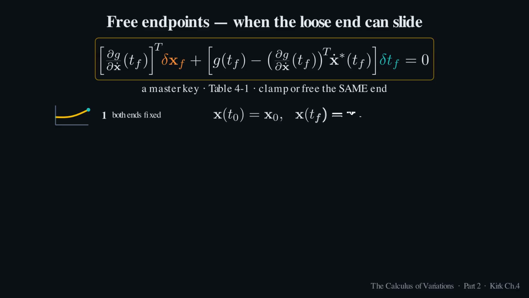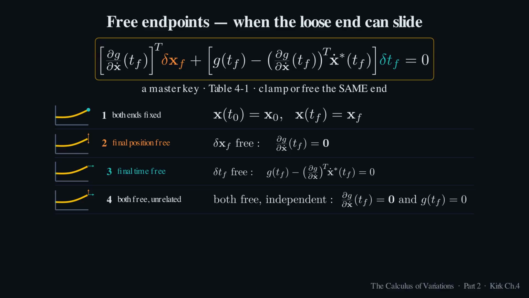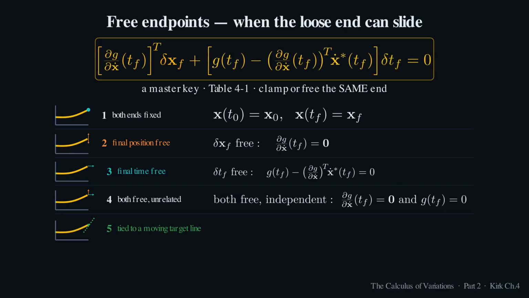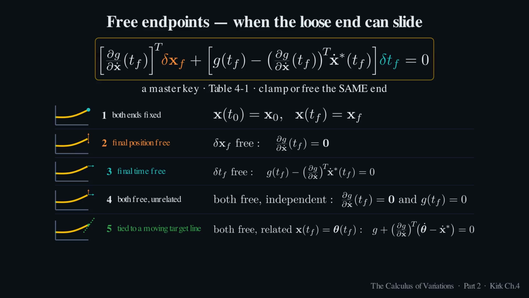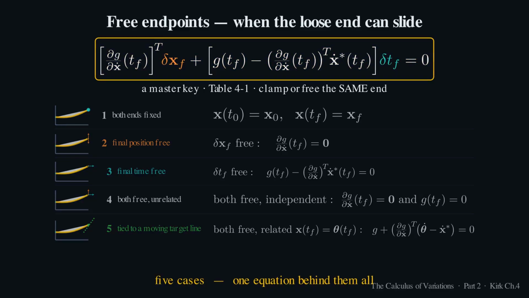That one boundary equation is a master key. Depending on what's free, you read off a different condition, and Kirk organizes all of them into table 4.1. Both ends fixed, just the endpoints. Final position free. The partial of g with respect to x dot is 0 there. Final time free. That g minus x dot times partial bracket is 0. Both free and unrelated, both conditions at once. And both free but tied to a target line, a single transversality condition. 5 cases, 1 equation behind them all.